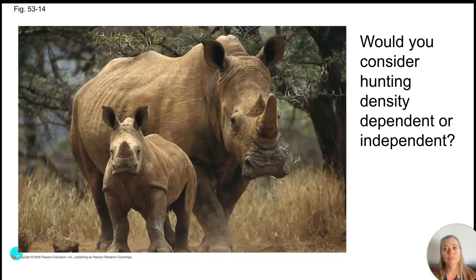Density independent factors can limit a population, but they are typically fluctuating, meaning that you get hit with a volcano and that decreases the population, but that may not happen again for another million years.